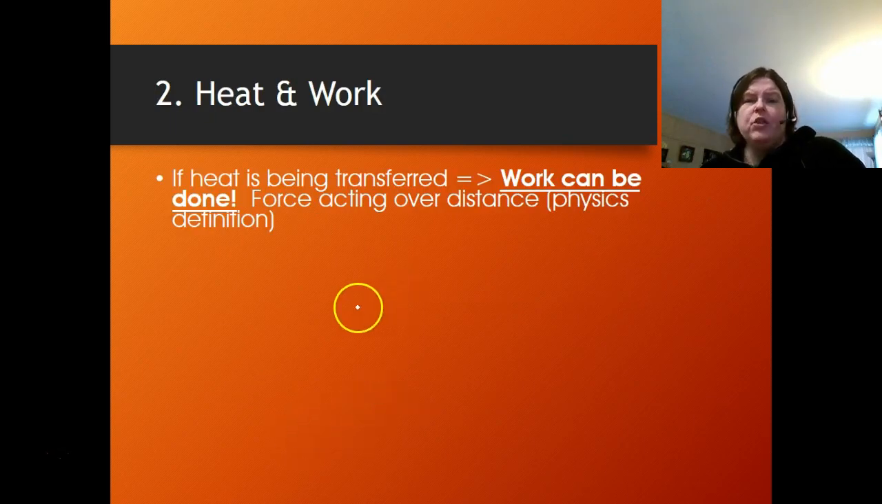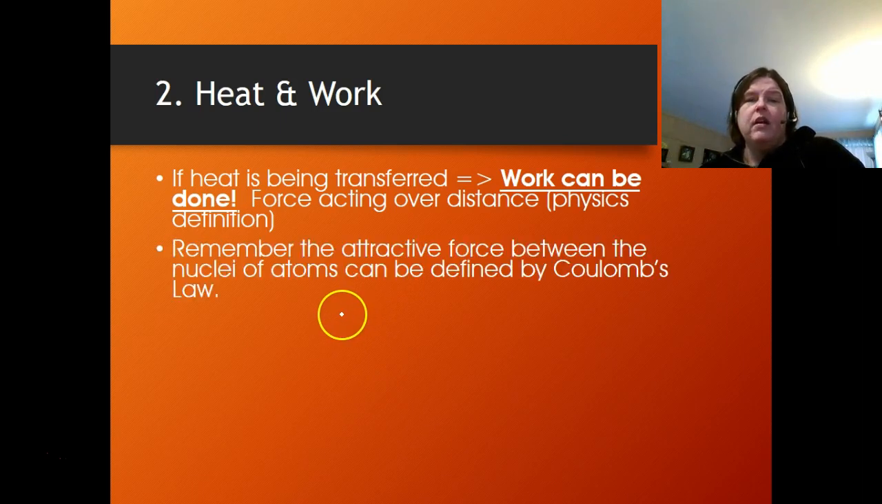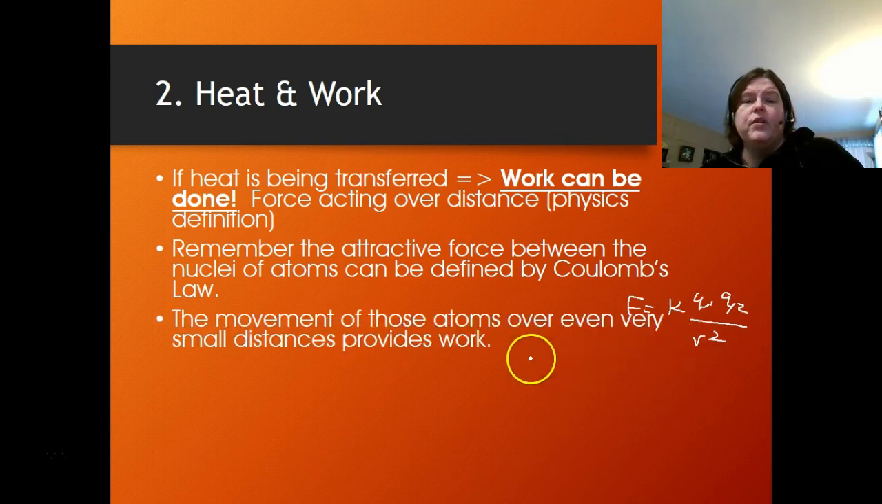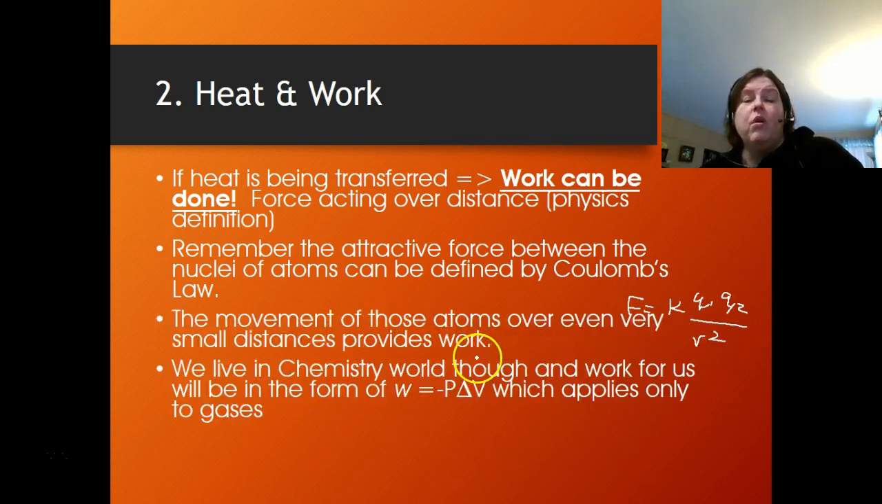Okay? So heat and work. So if heat is being transferred, work can be done. And that means there's a force acting over distance, and we talked about this a little bit. So remember, there's something called the Coulombic force. Remember the Coulombic force? The force is equal to some constant times the charge on one times the charge on another over the distance squared, right? Well, this is a force. This describes the force of even small particles. So if we do that, even movements of atoms over very small distance provide some work.